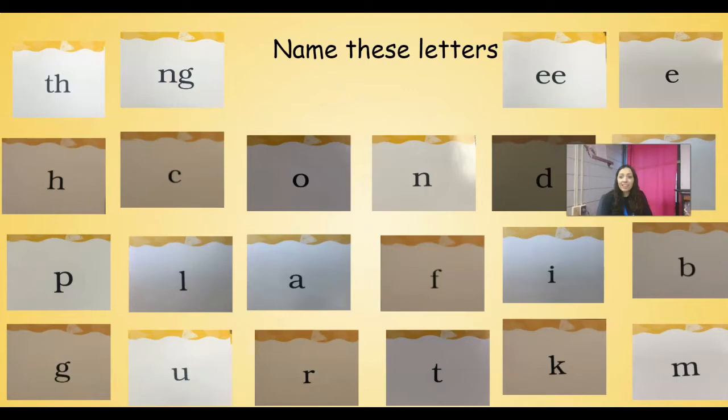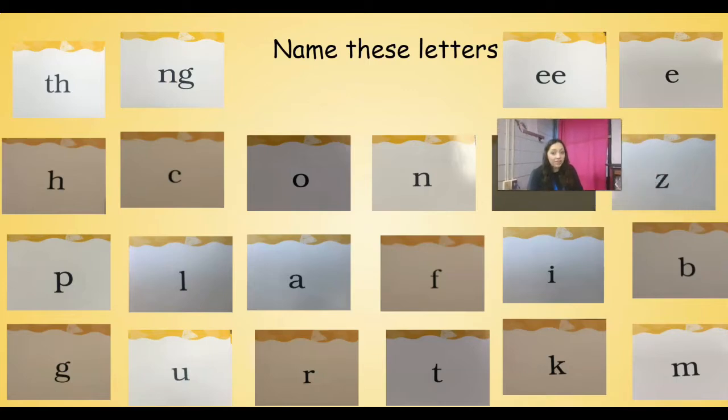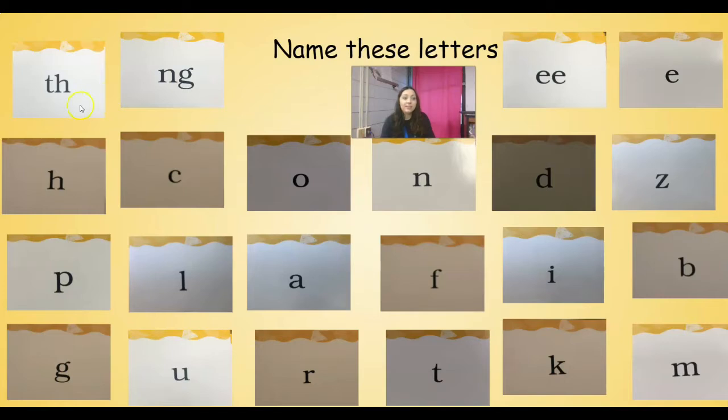So, all right, let's go ahead and name these letters or digraphs because we have digraphs on here. Are you ready? So we point at this and we say digraph TH. Very good. Digraph NG. This is a new one that we did. Digraph EE. Then we have E, H, C, O, N, D, Z, P, L, A, F, I, B, G, U, R, T, K, and M.